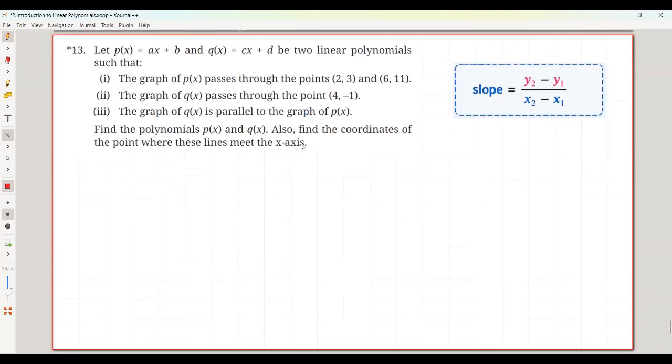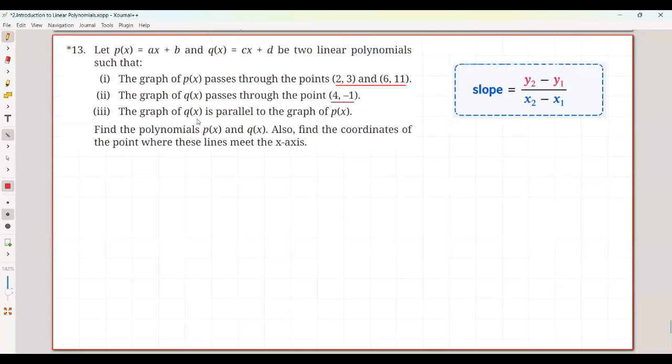So the next question. This is also a lengthy question. Let P of x is equal to ax plus b and Q of x is equal to cx plus d be two linear polynomials such that the graph of P of x passes through two given points, and the graph of Q of x passes through one point.